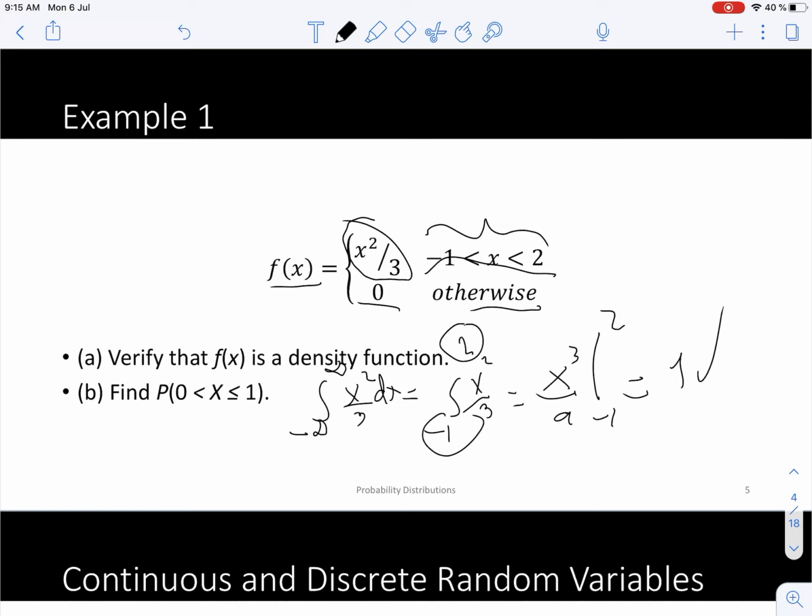Now if you want to find the probability between 0 and 1, then you need the integral between 0 and 1 of the PDF, right?